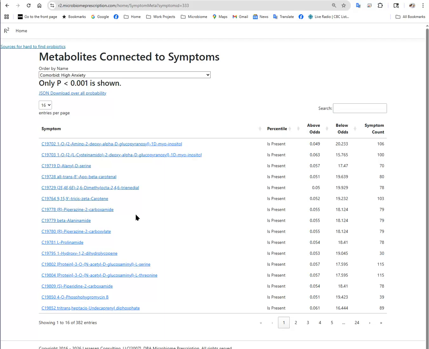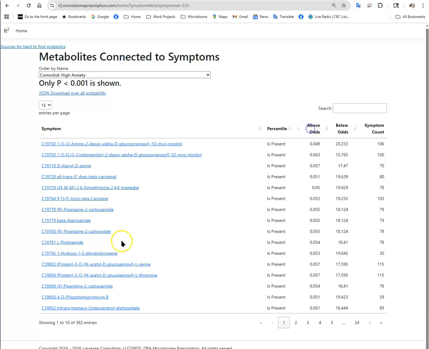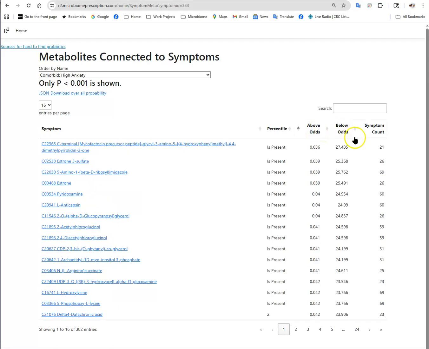High anxiety: only 382 metabolites are connected with it, which is sort of nice. But now you can see which ones they are. You can go and start looking for things which are there. Often the best way is to look at things with the highest odds ratio and see what is there, because the highest odds ratio is basically what you want. Or you could do the other way, and oops, low odds. So that is below odds, which is where most of the things are.